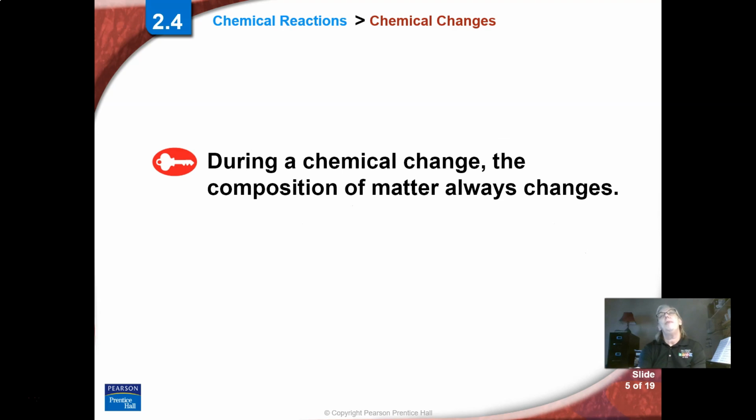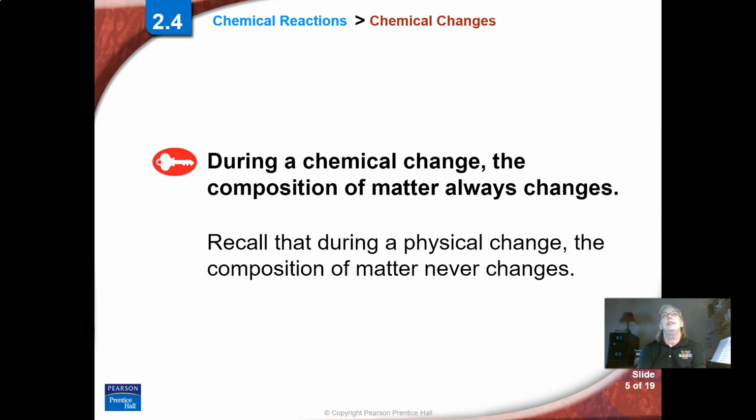During a chemical change, the composition of matter always changes. So we always have a combination or a breaking up of elements that are hooked up together in a chemical change. Remember, during a physical change, the composition of matter never changes, but in a chemical change, it always has a change in the composition. So that's the difference between the two.